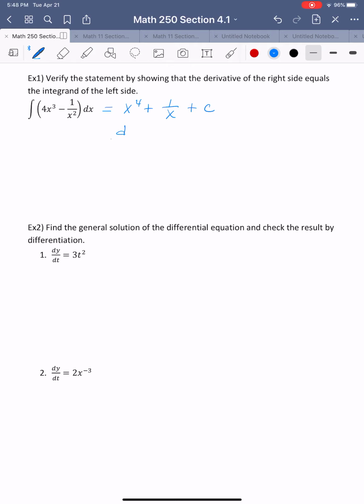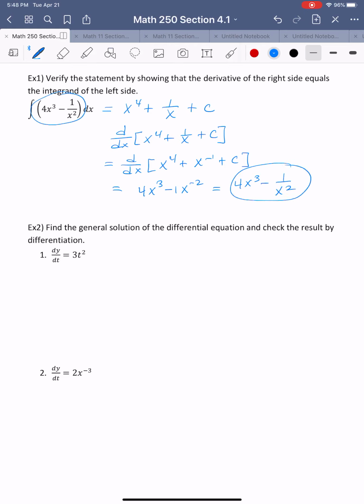So if you do d dx of x to the 4 plus 1 over x plus c, I want to rewrite that as x to the 4 plus x to the negative 1 plus c. And then it's going to be 4x cubed minus 1 times x to the negative 2. c becomes 0. And then we get 4x cubed minus 1 over x squared, that's exactly the same as what we see. Which means we know how to go back to here. So these are equivalent.